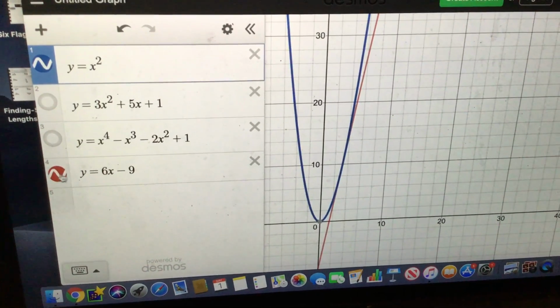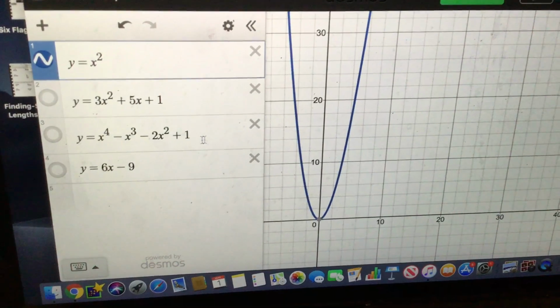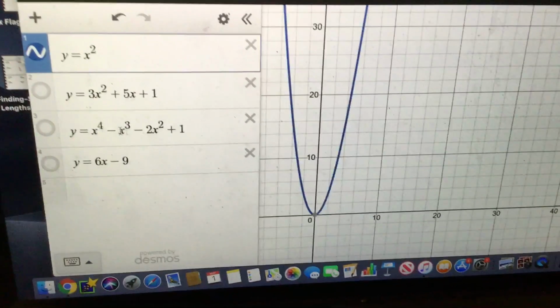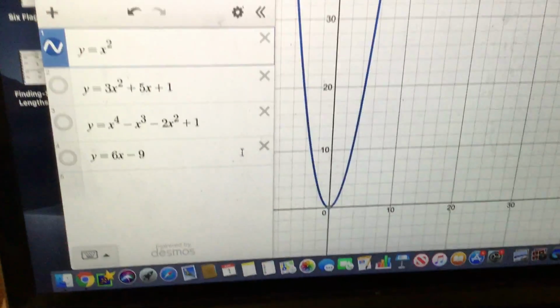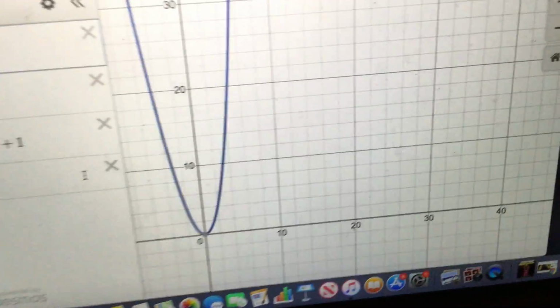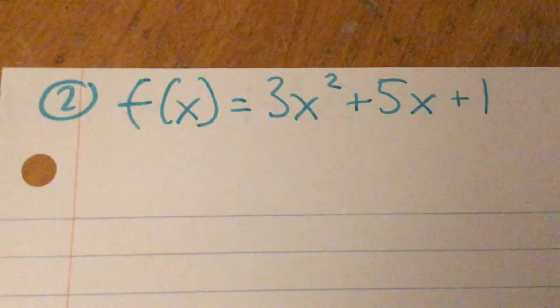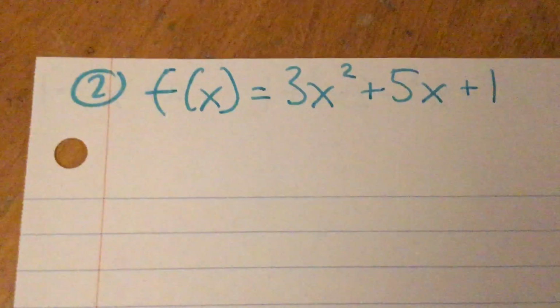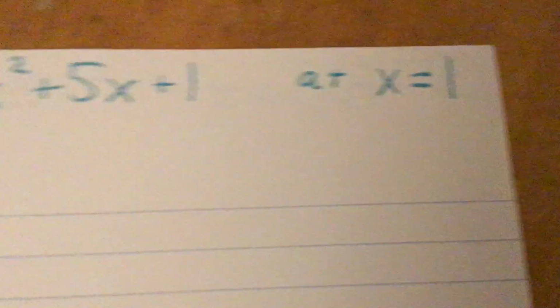Okay. I'm going to do the same thing with y equals 3x squared plus 5x plus 1, and then for a quartic function, a fourth degree polynomial, we're going to figure out their tangent lines. So without further ado, let me put this on the side and I'll deal with you later. Okay, good. All right. f of x is equal to 3x squared plus 5x plus 1. Find the equation of the tangent line at x equals 1, just to make things easier.